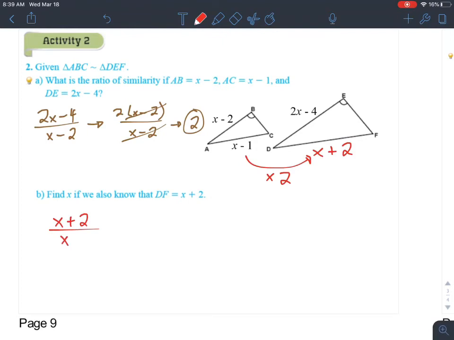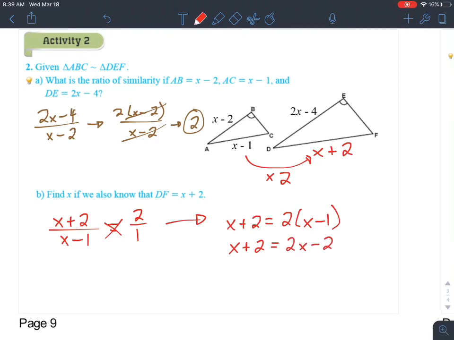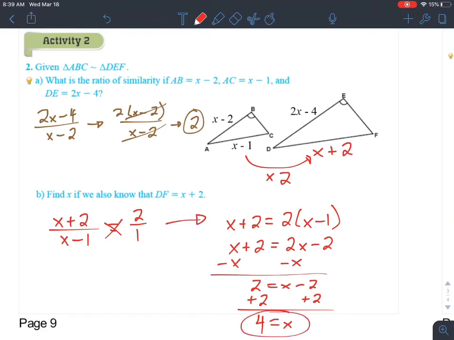So I'm going to write x plus 2 over x minus 1, I should say, sorry. And that is supposed to be equal to the ratio we had earlier of 2 over 1. So we're going to cross multiply. And that is going to get us x plus 2 is equal to 2 times x minus 1. We distribute that in, and that's going to make 2x minus 2. If we subtract x, and then we add 2 to both sides, we see that x has to be 4. And that was what we were supposed to find, so we are done.